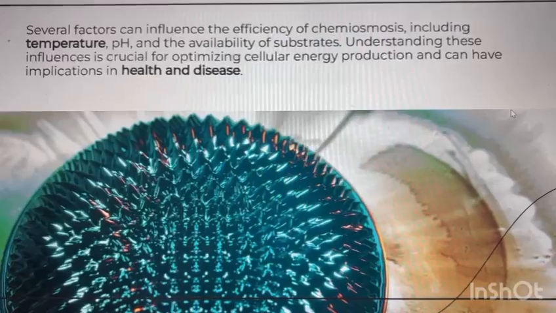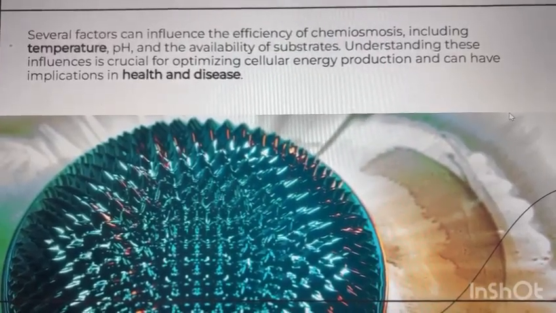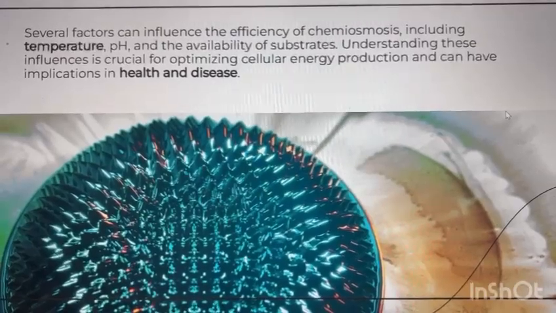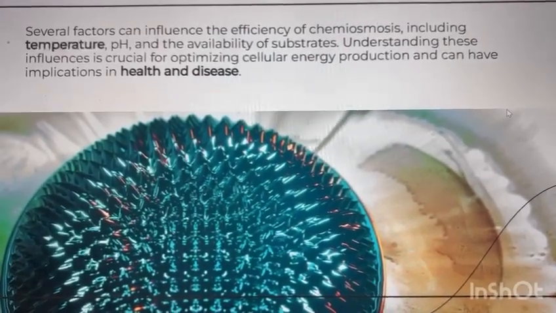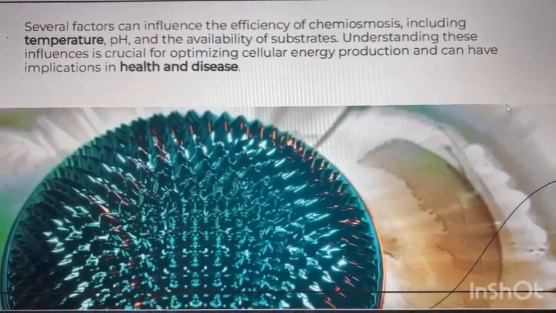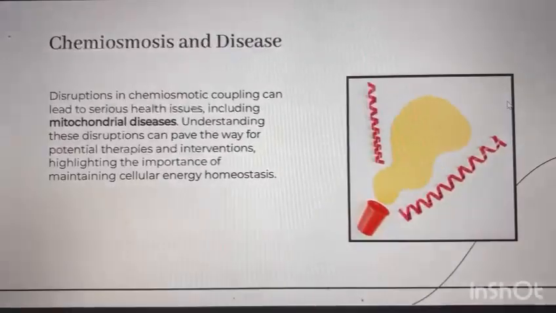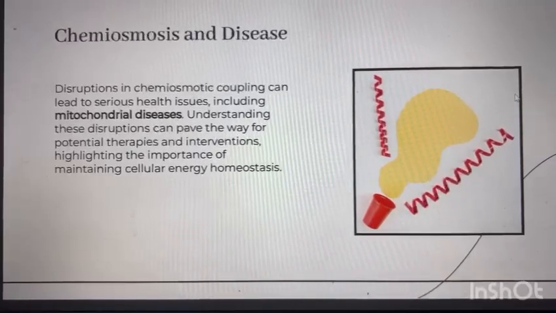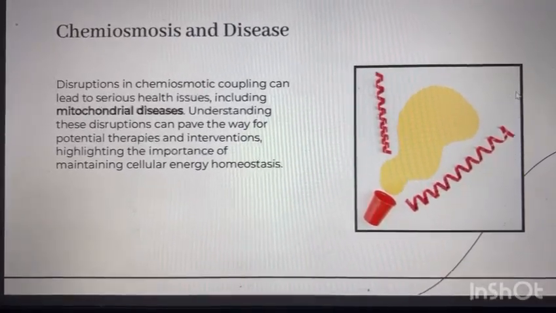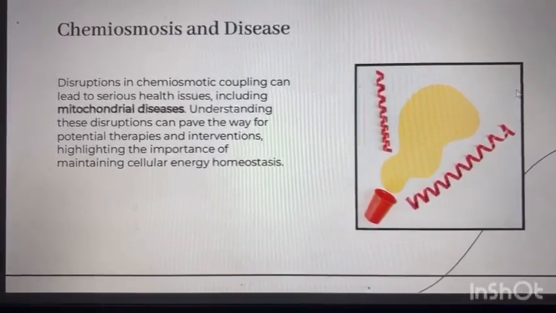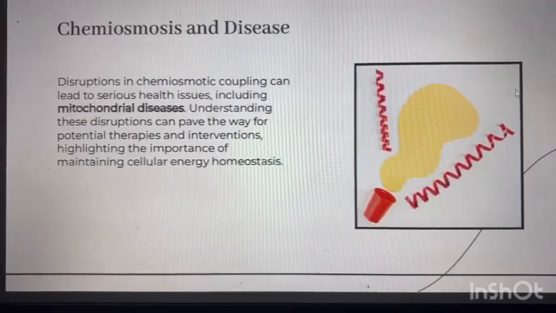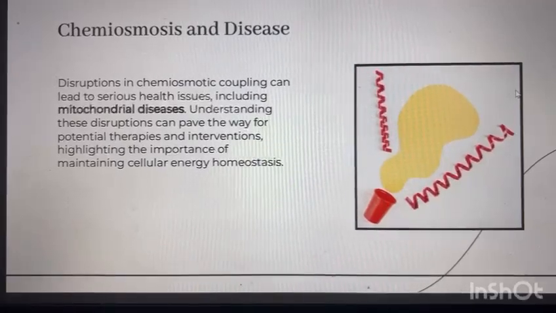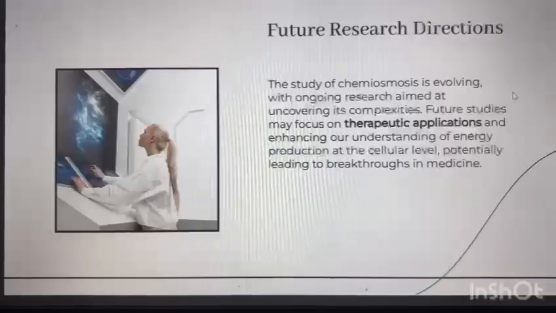Several factors can influence the efficiency of chemiosmosis, including temperature, pH, and the availability of substrates. Understanding this influence is crucial for optimizing cellular energy production and has implications in health and disease. Chemiosmosis and disease. Disruptions in chemiosmotic coupling can lead to serious health issues, including mitochondrial diseases. Understanding these disruptions can pave the way for potential therapies and interventions, highlighting the importance of maintaining cellular energy homeostasis.